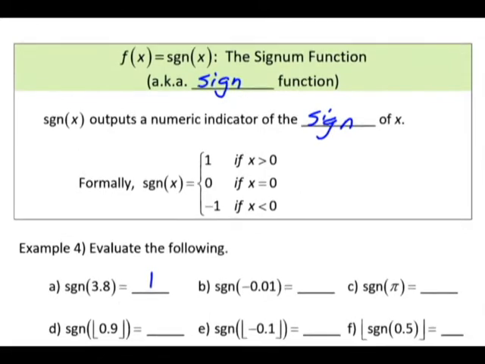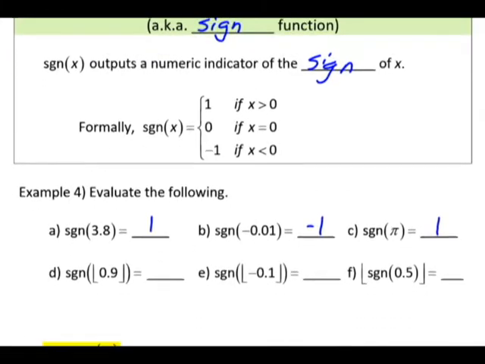Pause the video and try these examples. Here are your answers. Signum of negative 0.01 is negative 1. It is a negative number. Pi is a positive number. For the next three examples, I included some greatest integer functions. So the floor of 0.9 is 0. This is the same as taking signum of 0. The answer is 0.